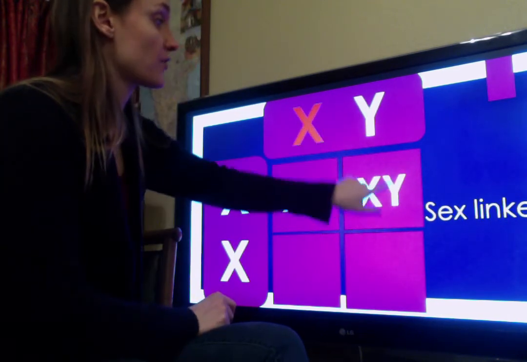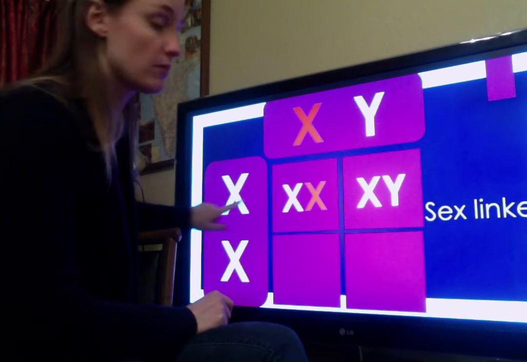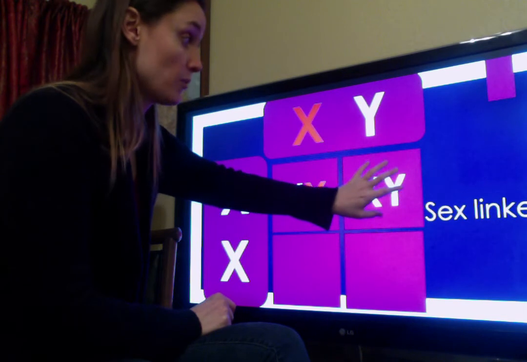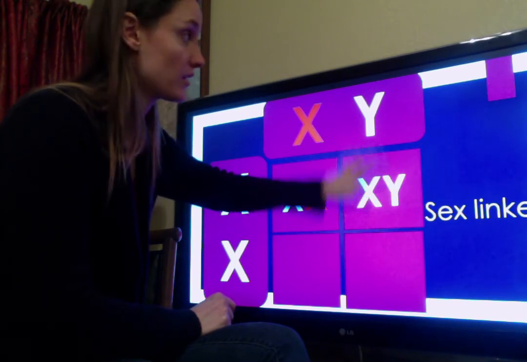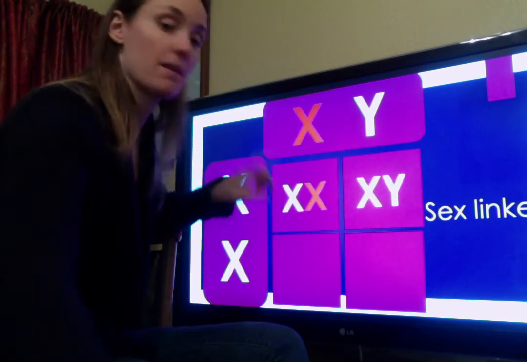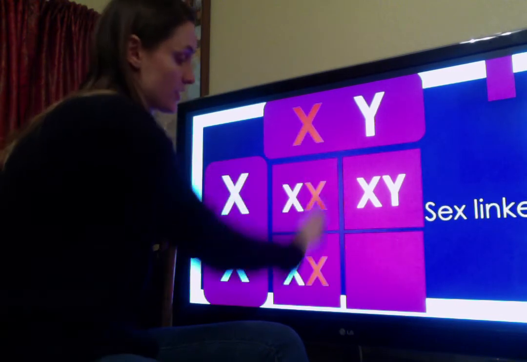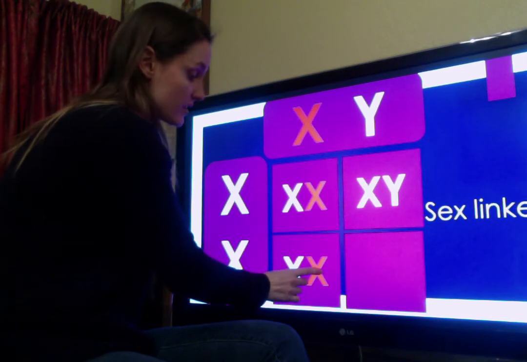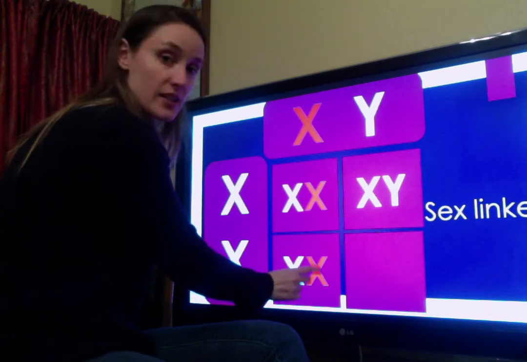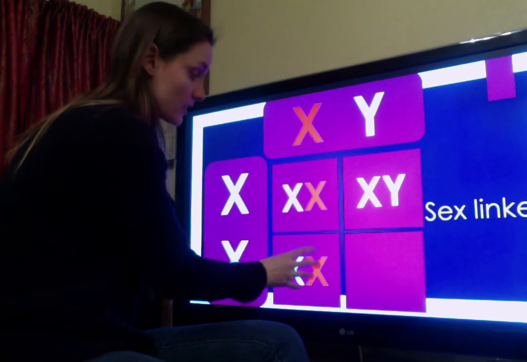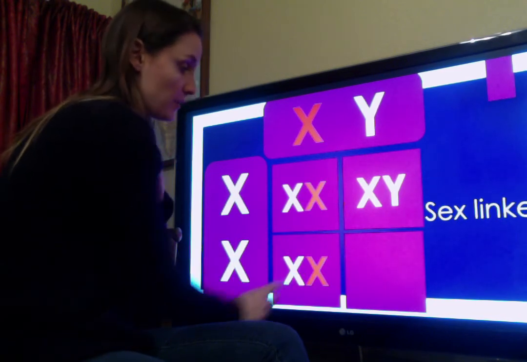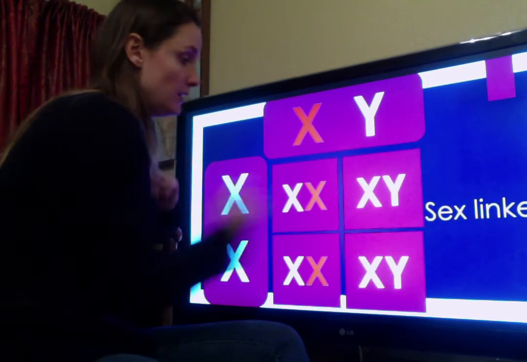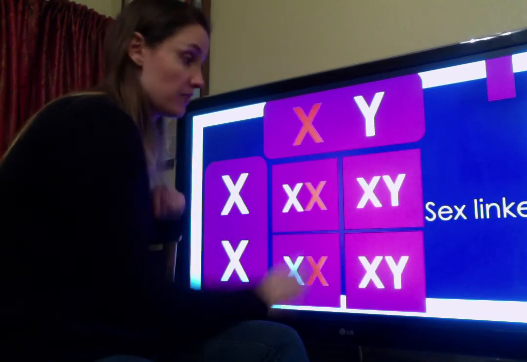Now, if the father gave the Y, that means only the mother can give the X at this point. So this child, who's a male, would be fine because the male can only get a Y from their father. Now here the father is giving this X, the mother is giving this X. So once again, this daughter is a carrier, but most likely will not express the trait because she's got a backup X here. This last one, once again, that son will be fine.